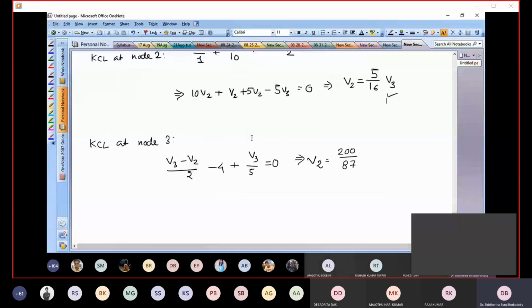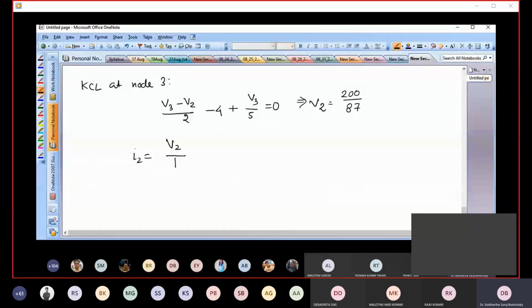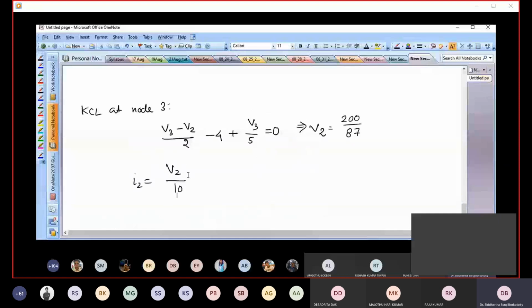Okay, so we have V2. So what is I2 then? I2 is nothing but V2 divided by the 10 ohm resistor. Why? Because I2 is V2 minus the ground potential, which is 0, divided by the resistance through which I2 is flowing, and that resistance is 10 ohms. So I have V2 by 10. V2 is already 200 by 87, so I have 200 by 870.